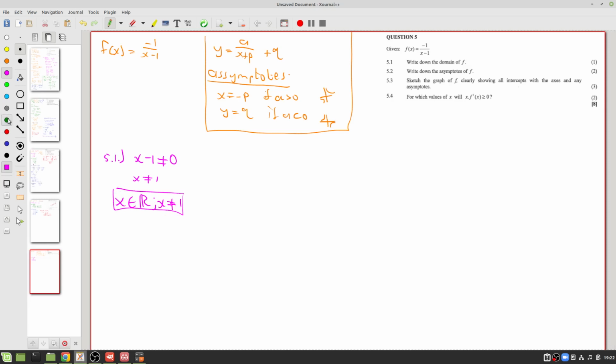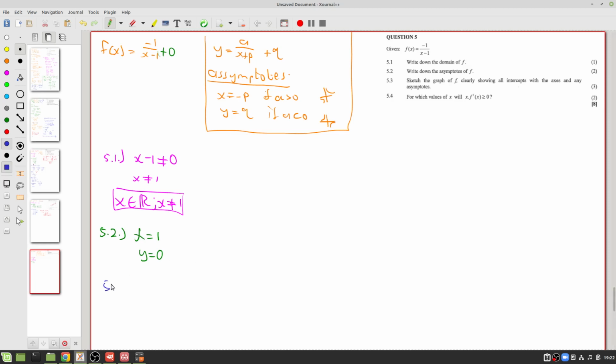Alright, let's get to the second question, 5.2. Write down the asymptotes of f. Asymptotes, we just saw, that's going to be x equals negative p. So in this case, x equals the opposite sign of that, so x equals 1, and y equals the value of q. In this case, we don't have anything, so it's 0. y equals 0. Straightforward.